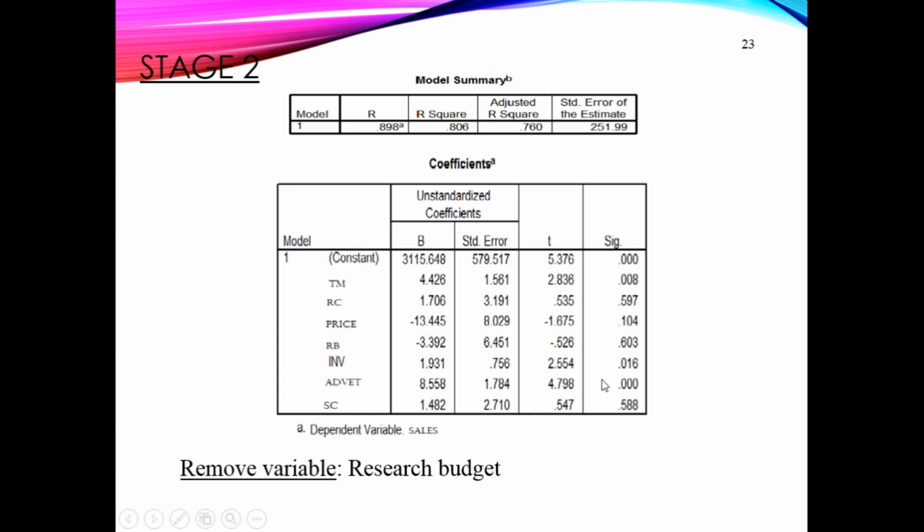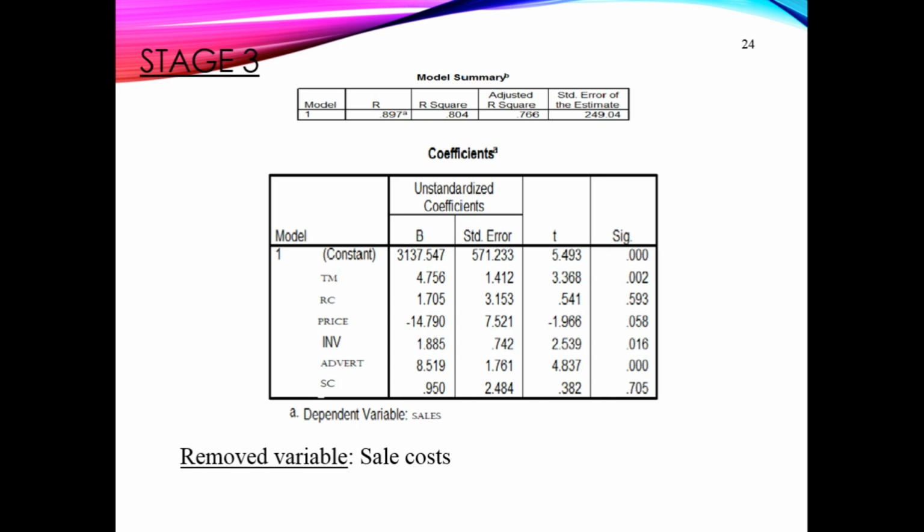So the research budget will be removed at this stage, and we delve into the third stage of our step-by-step model. We see that the R square stays the same, but the variables that were non-necessary in our model were removed. In this case, sales cost is the variable that has the highest p-value. So sales cost will be removed from our model at stage 3. Let's move to stage 4.